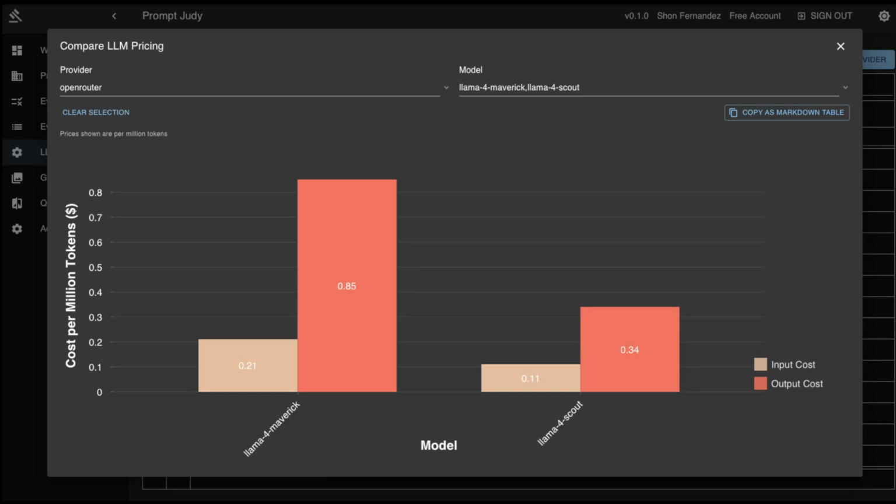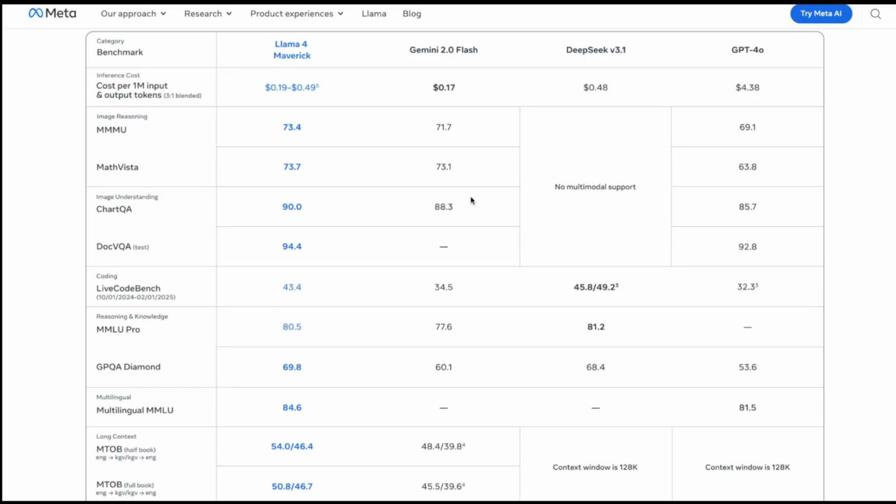However, all of this is of limited use if the model does not perform well. And how do we know how the model performs? Well, you could look at this table from Meta, but we all know this is essentially useless. We want to perform our own tests and arrive at our own conclusions. So let's do that next.